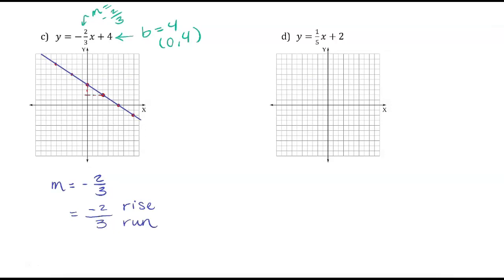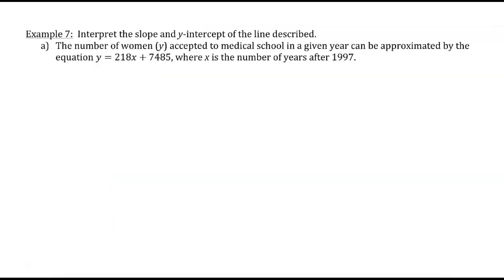We have one more example before we're done. In example 7, we are asked to interpret the slope and the y-intercept. In other words, given a linear equation, we want to figure out what the slope means and what the y-intercept means. In part A, the number of women, which is the y value, accepted to medical school in a given year can be approximated by the equation y equals 218x plus 7,485, where x is the number of years after 1997.